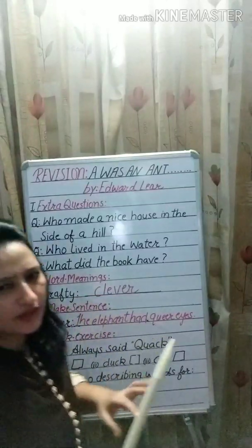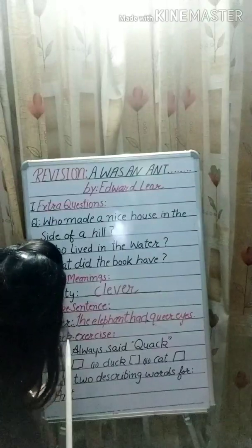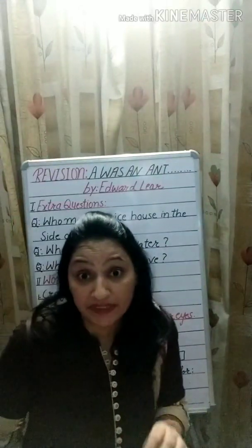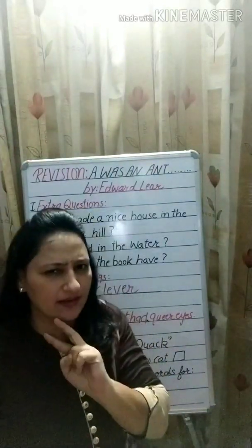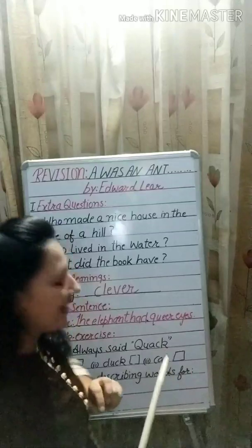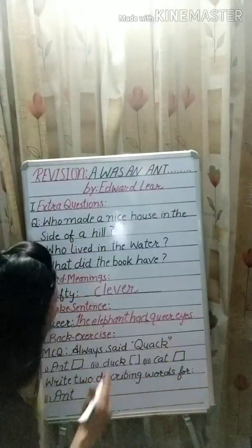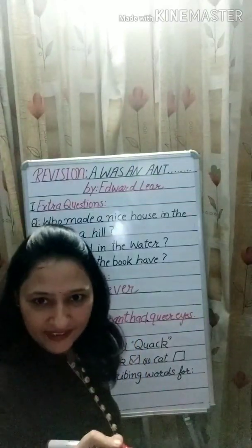Now come to the next section, that is back exercise. Let's solve it. So first we have an MCQ, that is always said quack. We have been given three options. First is ant, second is duck or cat. So you all know the answer. Hurry up. Yes. So duck always said quack, who always lived in water.